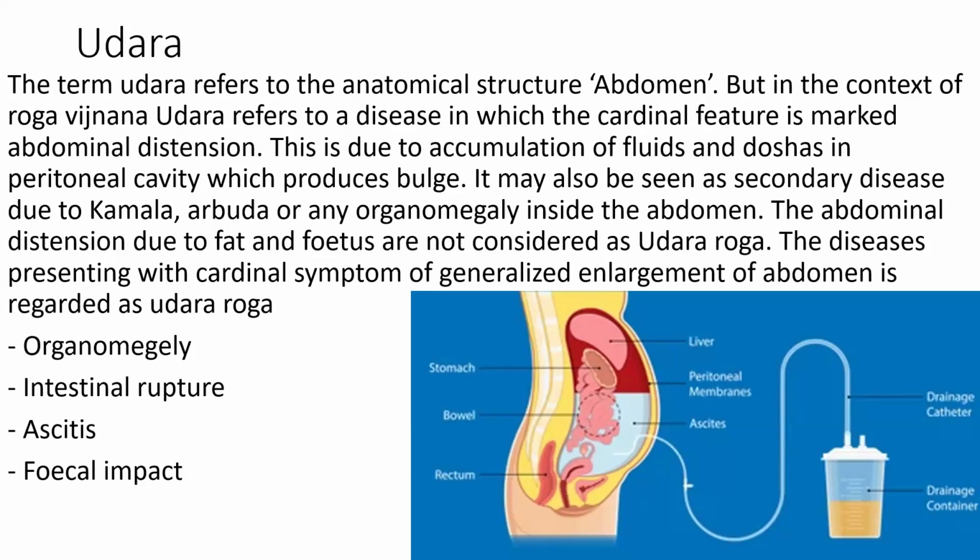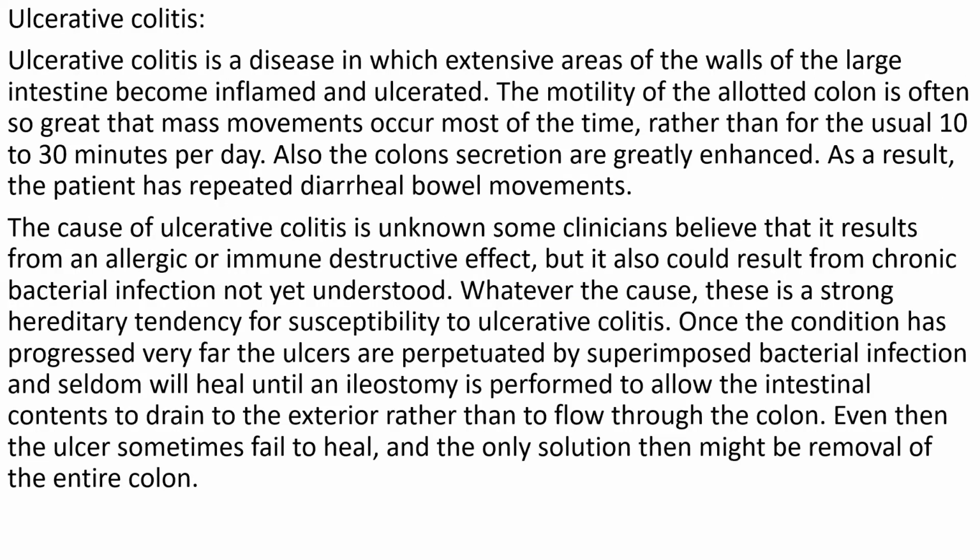The disease presenting with cardinal symptoms of generalized enlargement of the abdomen is regarded as Udara Roga. So all kinds of organomegaly, Yakrutodara and Pleehodara, are organomegalies. Intestinal rupture, the Chidrodara, is that one. Fecal impaction, that is Baddagudodara. Ascites, the Jalodara. So this correlation is possible. After that, I'll come back to ulcerative colitis.